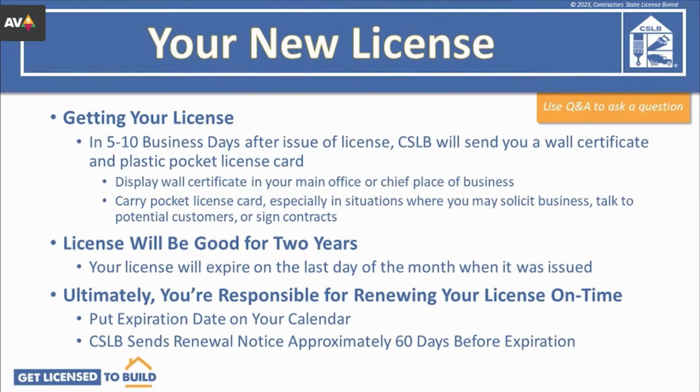Your license will be good for 2 years. It'll expire on the last day of the month when it was issued. Be sure to put that expiration date in your calendar, in your phone, anywhere you need so you won't forget it. CSLB will send you a renewal notice in the mail approximately 60 days before it expires, but ultimately it is your responsibility to renew your license on time.